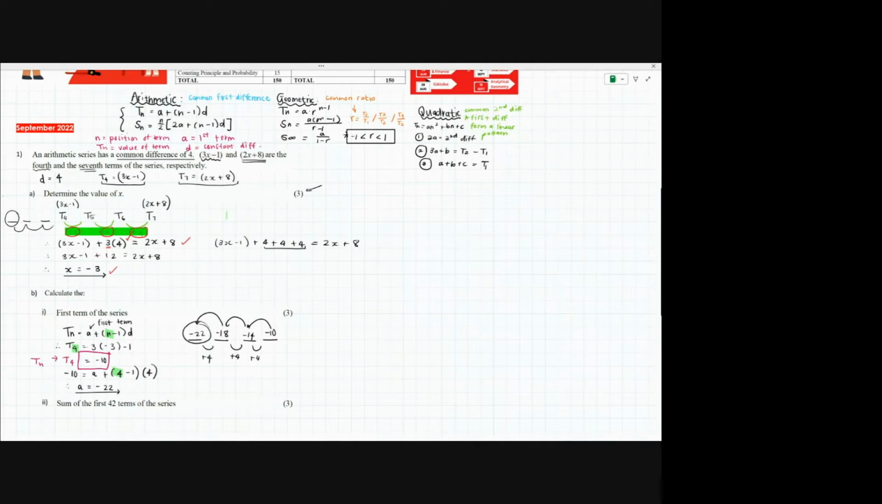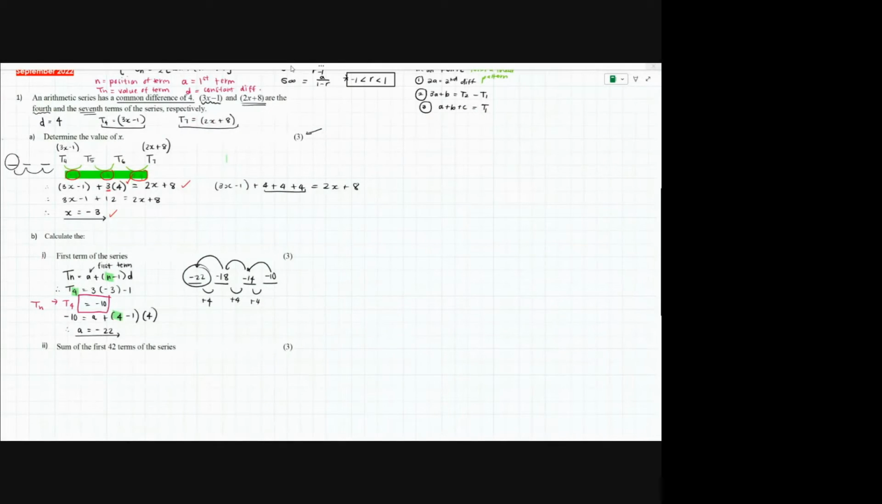Okay, I'm assuming we've got our screenshots here. Let's have a look at the second one. So the second one is asking us for the sum of the first 42 terms.